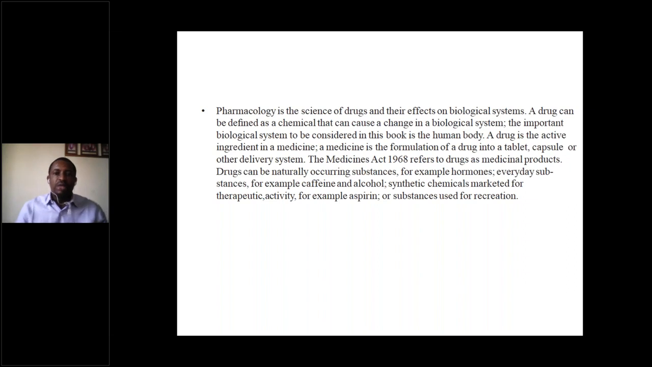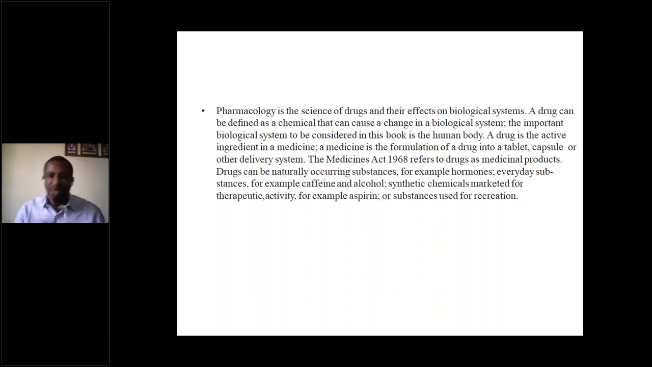Now, a drug is an active ingredient, as you know. A drug is an active medicinal ingredient. It can be formulated into different forms. So a drug can come in tablet, it can come in capsule, or in other delivery methods. You can have things like elixir, linctus, emulsions, topical, injectables, and different delivery modalities we use for drugs.